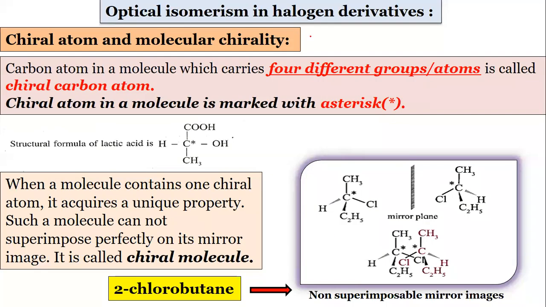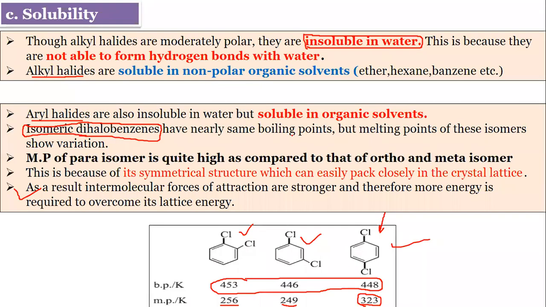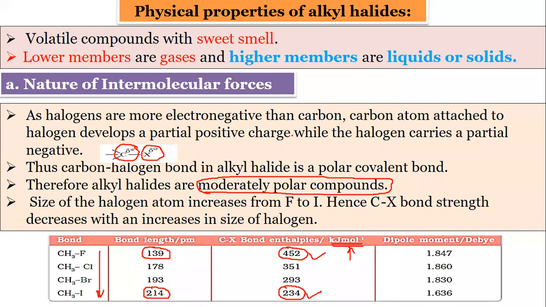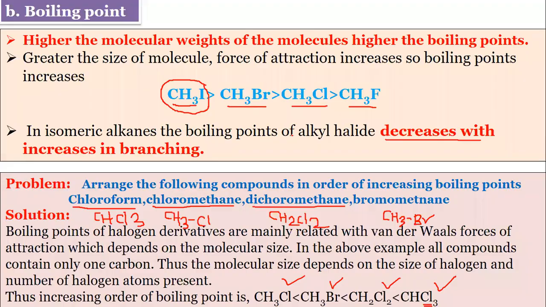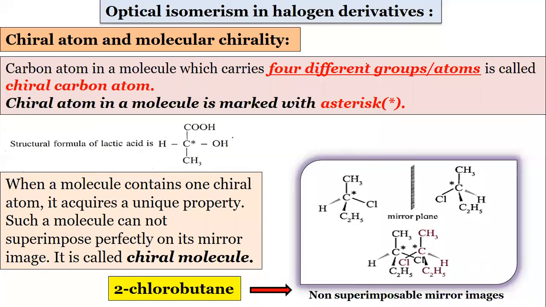Then the next part: physical properties are completed. There are only 3 physical properties: melting point, boiling point, solubility, and nature of intermolecular forces. A 1 mark question can be asked on it, or for the CET, 100% a question will be there.